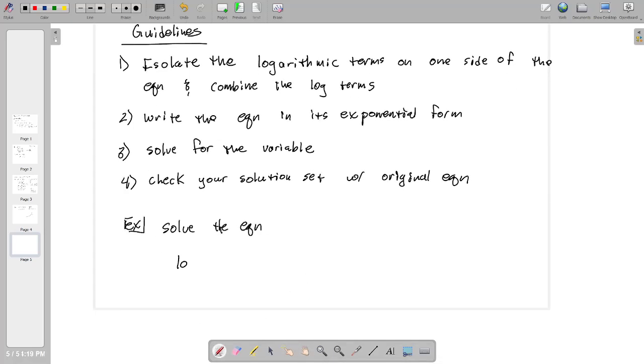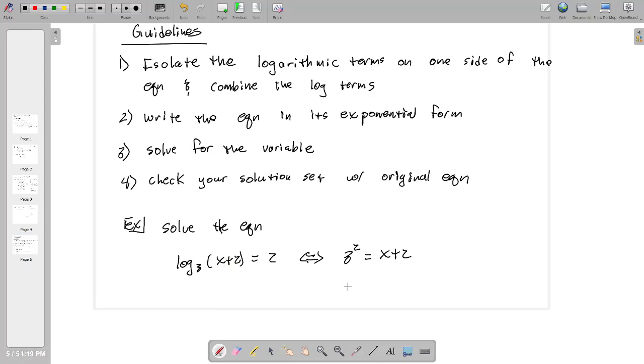Solve the equation: log base 3 of x plus 2 is equal to 2. All right, so note here that we have the logarithmic term isolated on its side of the equation. There are no other logarithmic terms to combine this with. So now we want to write it in its exponential form. Now, remember, when we have a logarithm like this, this is true if and only if 3 to the second power is equal to this expression here. That's the input of the logarithm. So here we have 3 squared is equal to x plus 2.